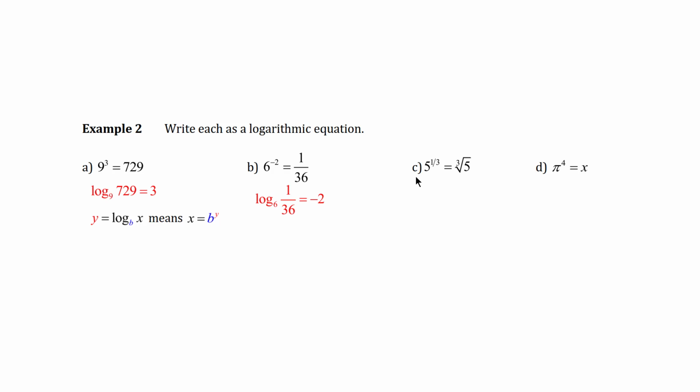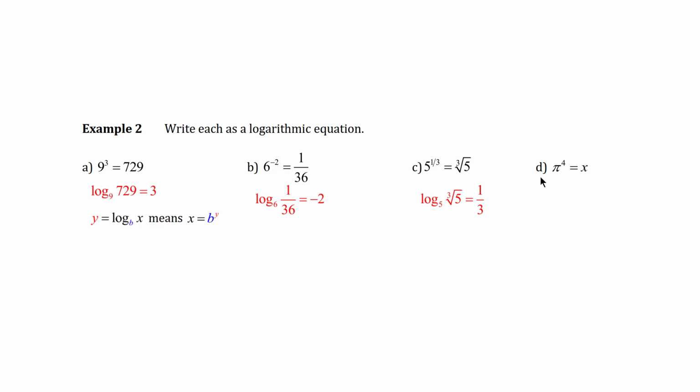Moving on to part C, we have 5 to the 1/3 power equals the cube root of 5. First we start off with the base of the logarithm, which is just going to be 5. Next we write the value in front of the logarithm, which is the cube root of 5. Next, the value of the logarithm is equal to the value of the exponent, so we get 1 over 3. The final answer is log base 5 of the cube root of 5 equals 1 over 3.